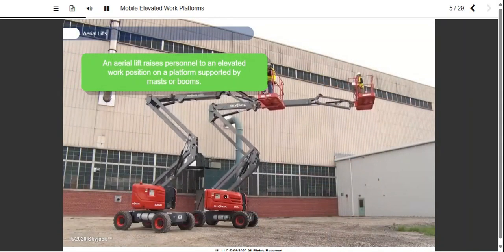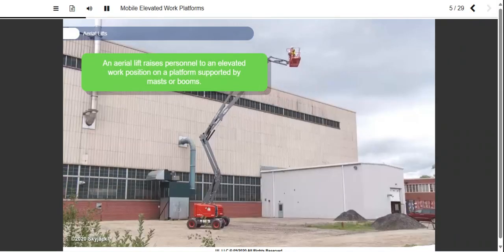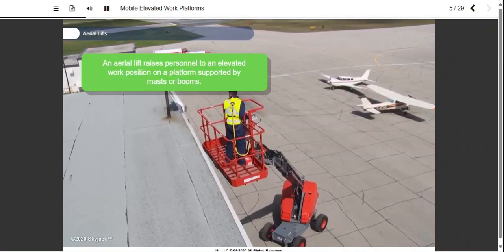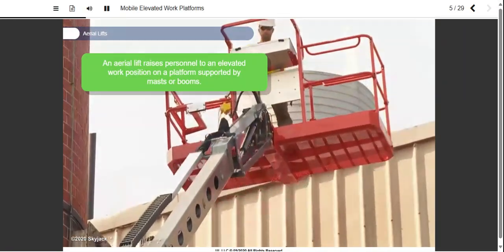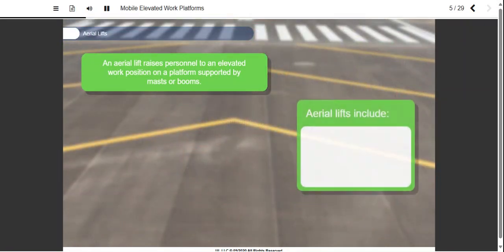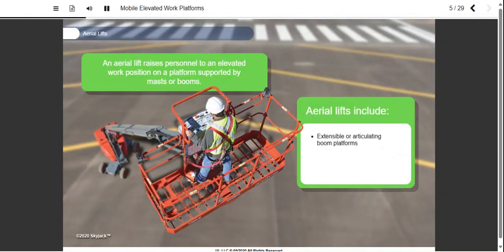An aerial lift is designed and manufactured to raise personnel to an elevated work position on a platform supported by masts or booms. Aerial lifts include extensible or articulating boom platforms, aerial ladders, vertical towers, or mast lifts, and a combination of any such devices.